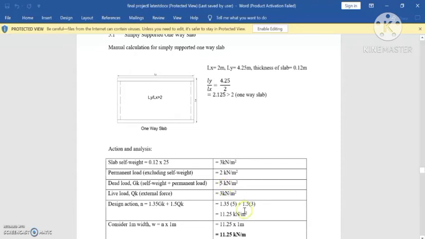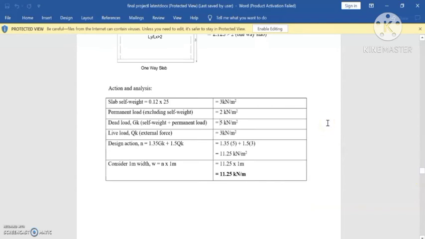And dead load is the total dead load. Dead load means the compound of all the permanent load. This includes self-weight and permanent load. And live load is the external force. It's something acting on the slab, like human weight, because when we work on the slab, we must produce force, right? And the force we call live load.